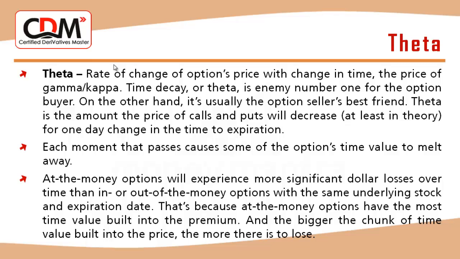The reason being that theta is a diminishing factor. We call it time decay. So with each passing day, the value of theta starts eroding. And at the money options will experience more significant losses over time than in the money options on the same underlying stock with the same expiration, because at the money options have the most time value built into that premium. So we always have to be very careful while making any kind of strategy on the basis of ATM options.